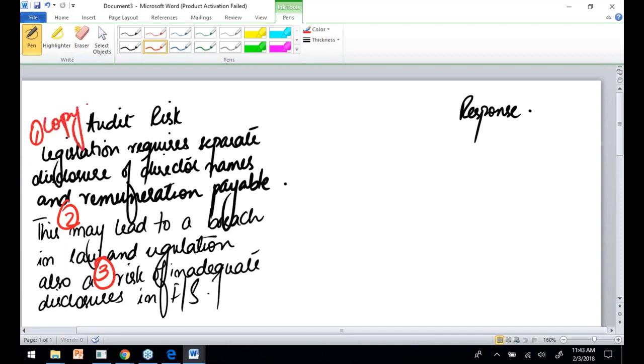Copy. Explain. Link with financial statements. An auditor's response.